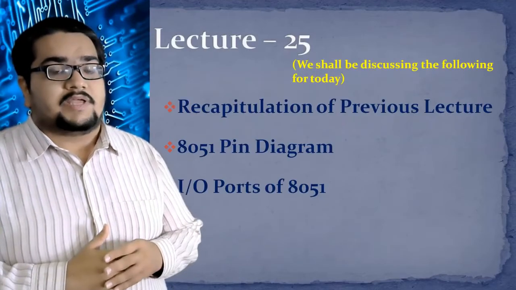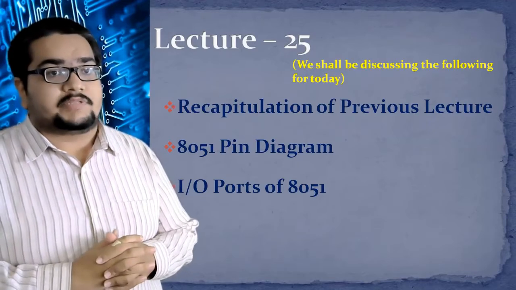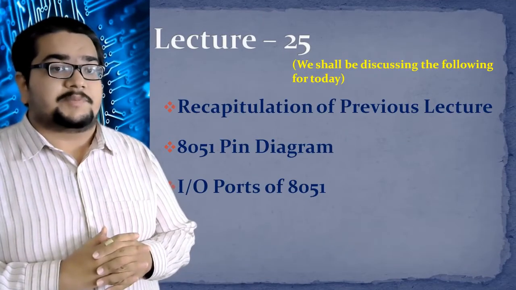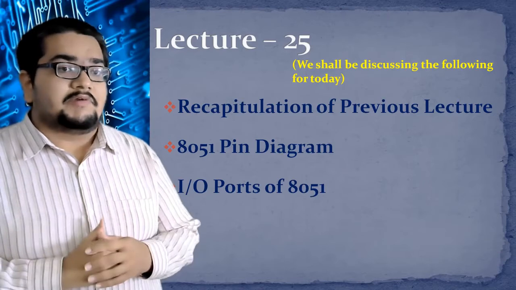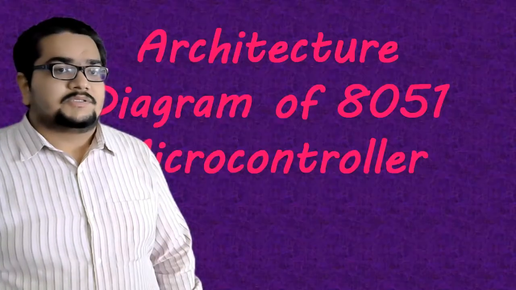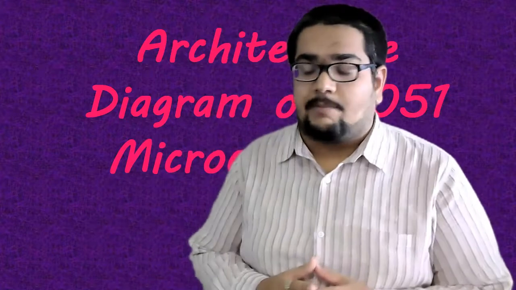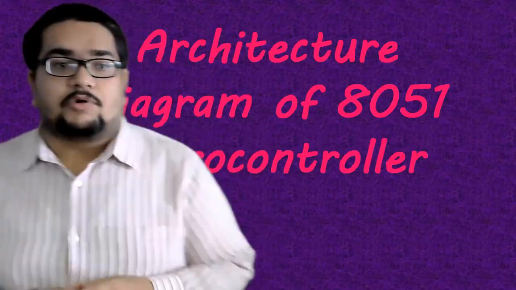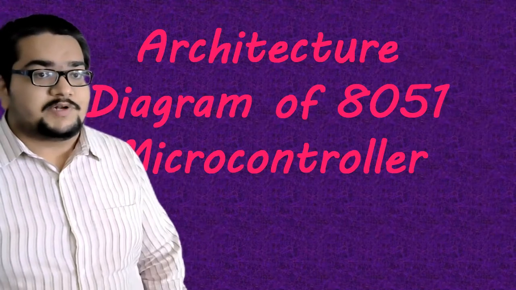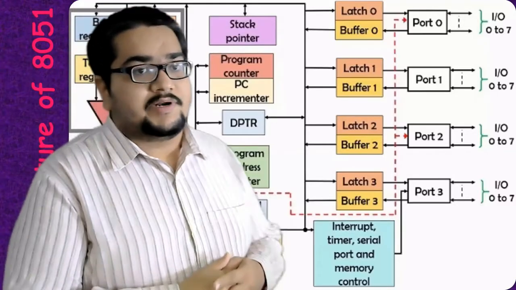In our last class, we talked about the architecture of 8051. We'll have a brief recap of what that particular architecture gives us, and then continue into the discussion of the pin diagram of 8051, and we will also elaborately talk about the I/O ports. So the architecture diagram of the 8051 microcontroller is what we will briefly recap, and then continuing that, we will talk about the pin diagram, all the different signals on 8051 and the I/O ports in detail. So this is the architecture diagram of 8051.